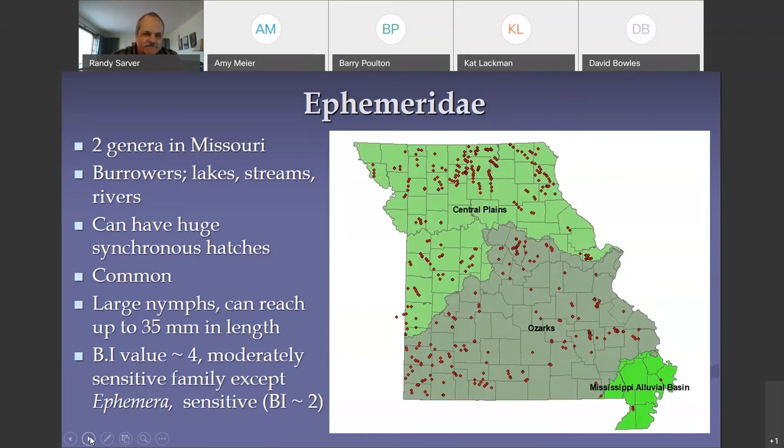They are common. They are large. And you can see in my bullet points here, up to 35 millimeters in length. So pretty good size. These are the biggest mayflies. And the biotic index value is around 4, unless you're talking about one of the genera, which is Ephemera, and that one is more sensitive at a biotic index value of 2.